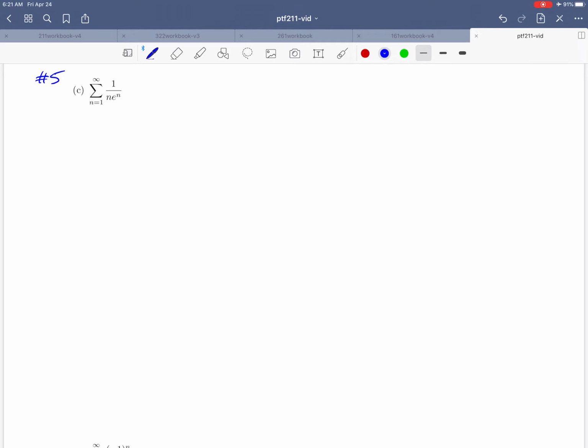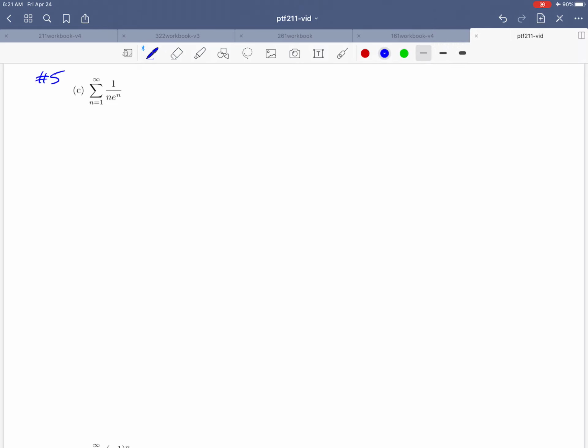So we're given the sum n equals 1 to infinity of 1 over n e to the n. What test might we try on this series? Well, you can see that the test for divergence isn't going to help us, because if you take the limit as n goes to infinity of this nth term, you're going to go to 0, because that denominator is getting big.